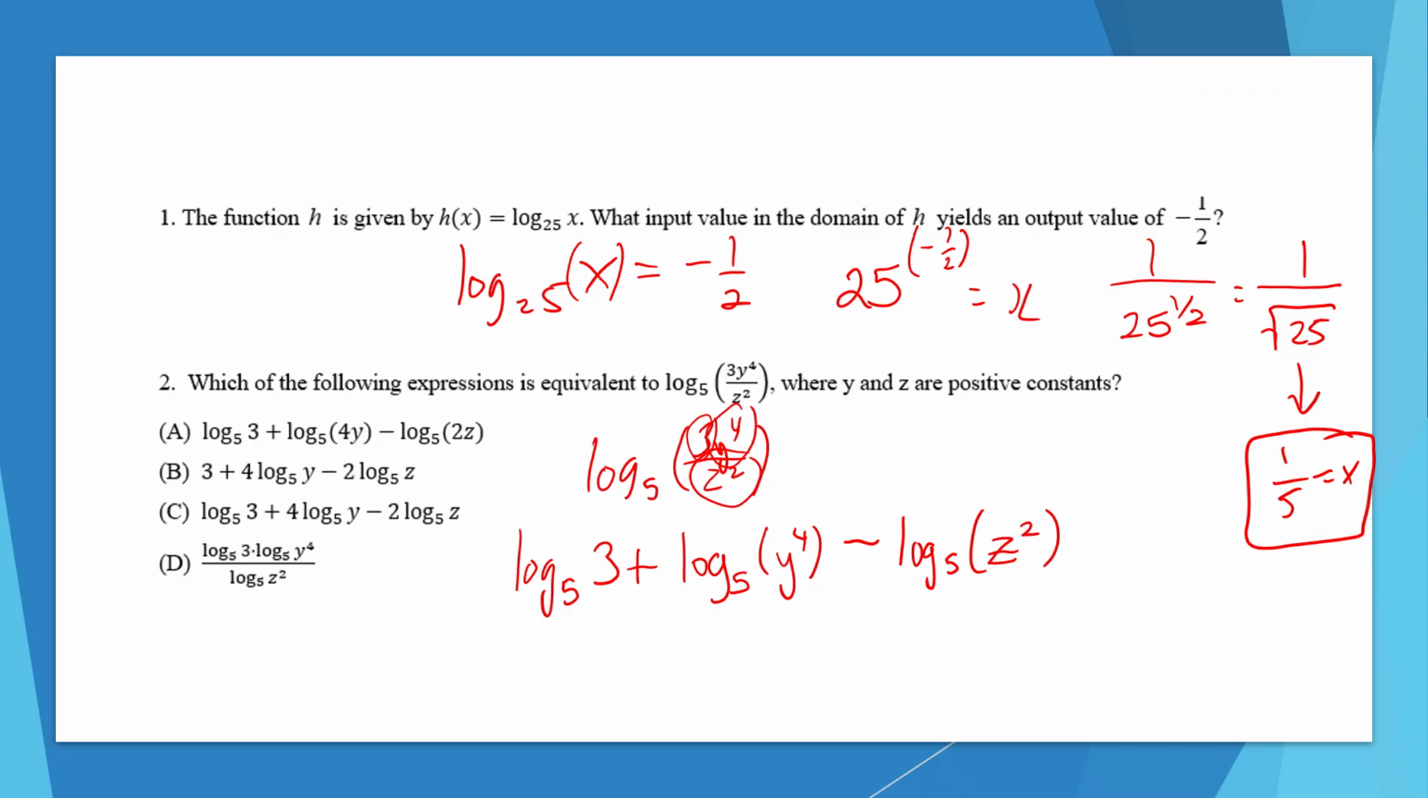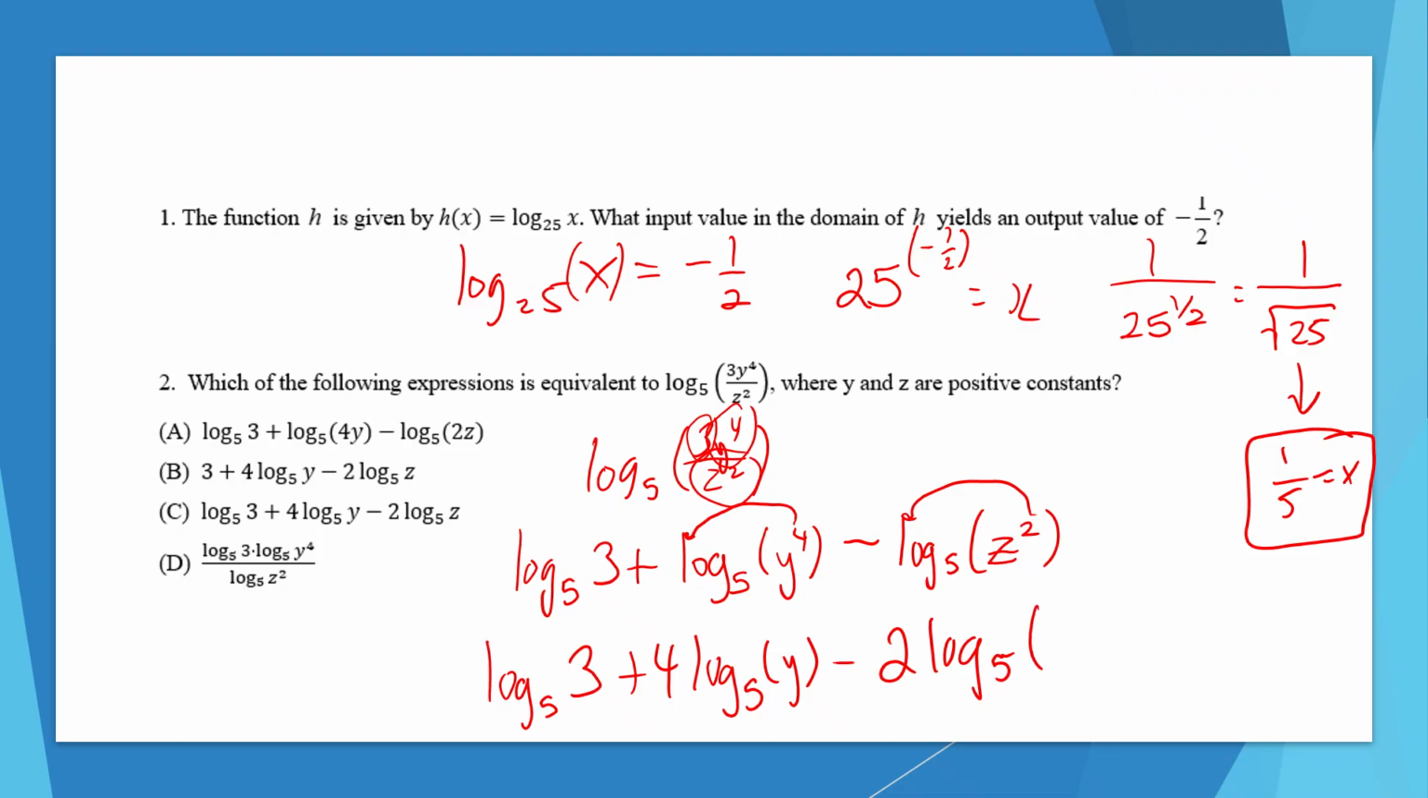So the next thing that I'm going to have to do is move all the exponents out in front. So this should be log base 5 of 3, plus 4 log base 5 of y, minus 2 log base 5 of z. And this matches answer choice C. So C should be my answer for number 2.